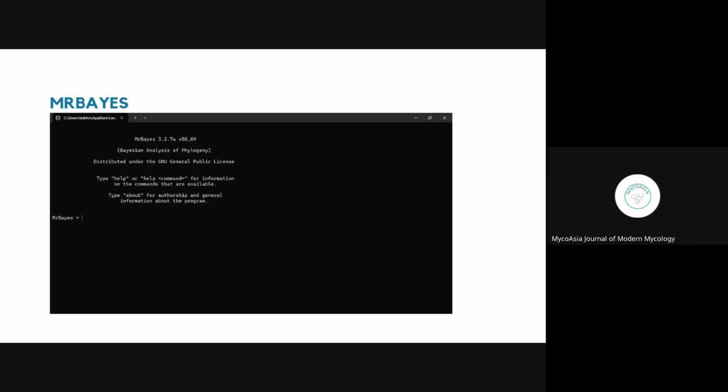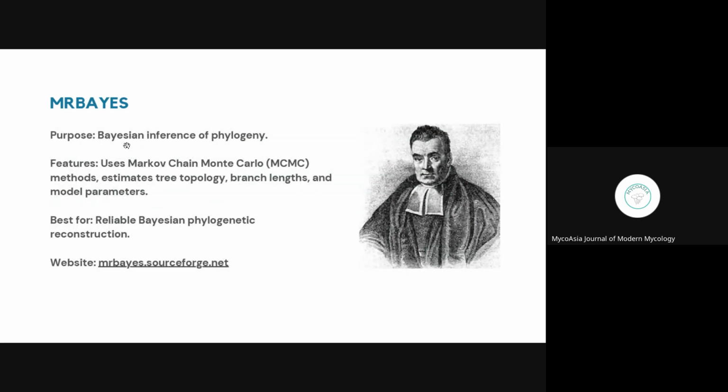Then you have another very powerful software, MrBayes. The MrBayes software looks like this. I'm on my computer, which is Microsoft operating system based. This is for the Bayesian inference of phylogeny. It uses MCMC methods. It estimates tree topology.